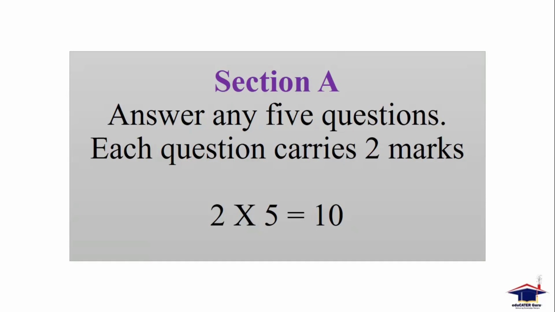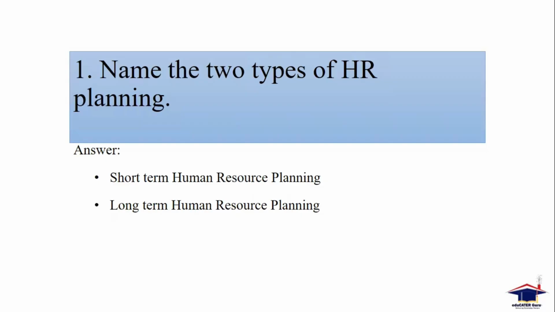Section A. Answer any 5 questions. Each question carries 2 marks. Name the 2 types of HR planning. The answer is short-term human resource planning and long-term human resource planning.